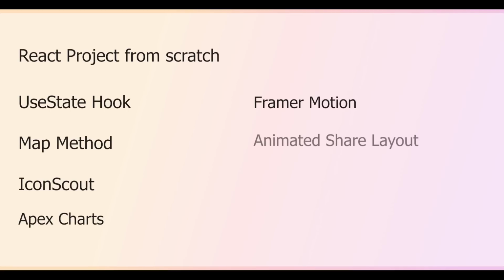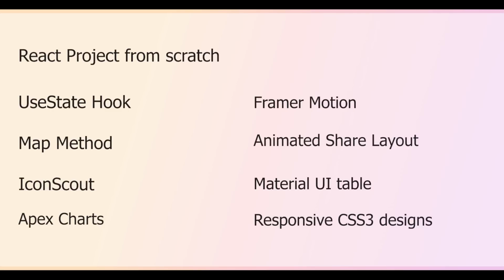And to make smooth transitions between the components, we will use the most advanced animation library in React, called Framer Motion. More specifically, we will see the most interesting topic, animated shared layout of Framer Motion, to make expandable cards. We will also use a Material UI table, which is a component of the Material UI library. We will also try to make a responsive and elegant design using CSS3. Still, there is much more to explore throughout this video.